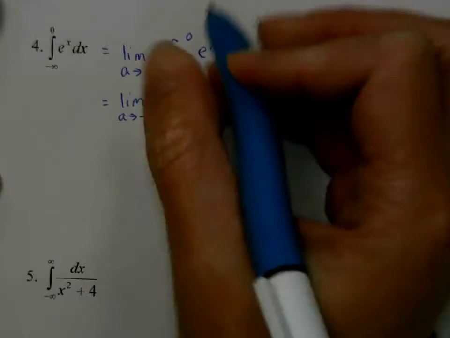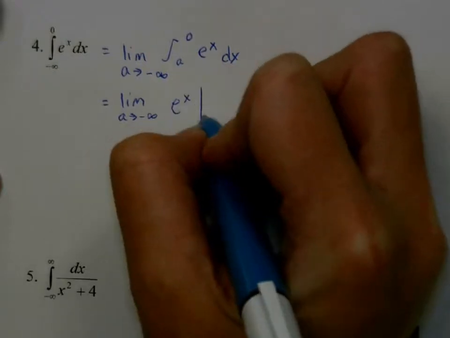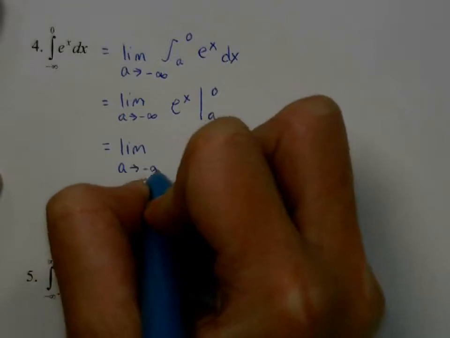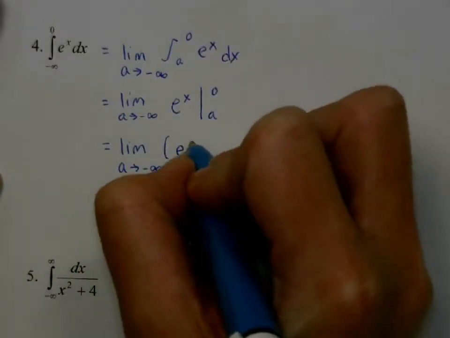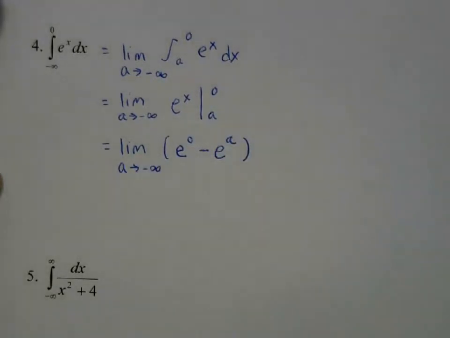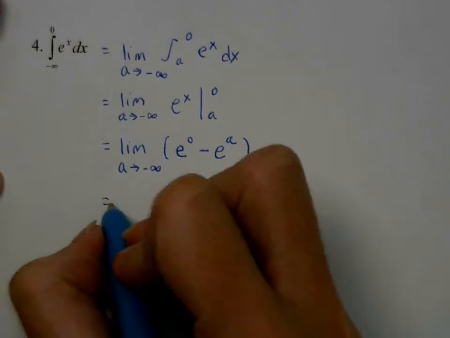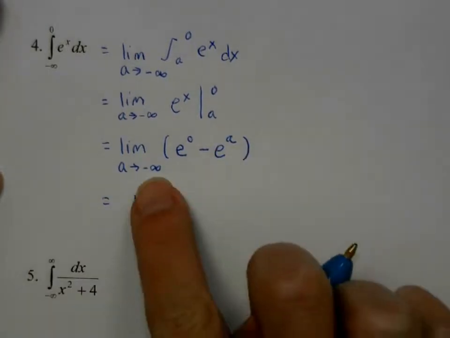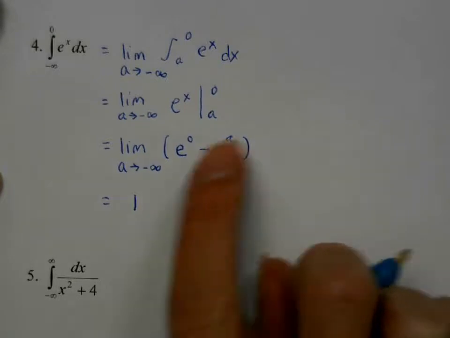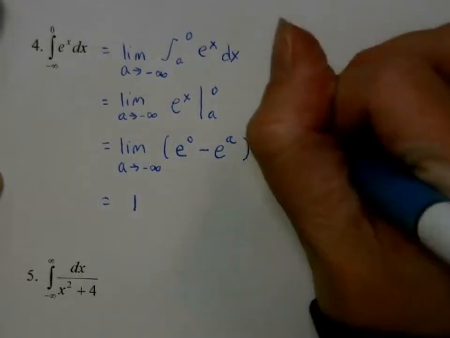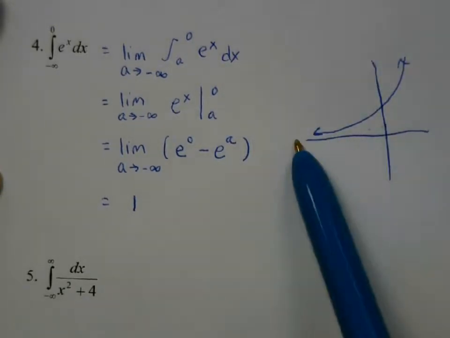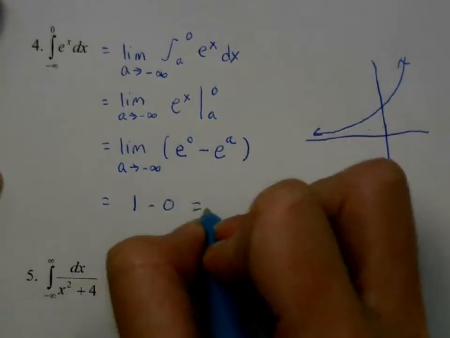So that's just going to be e to the x evaluated from a to 0. That's going to be e to the 0 minus e to the a. Well, e to the 0 is just going to be 1. As a goes to negative infinity, that's e to the x as x goes to negative infinity. Well, e to the x looks like this. So as we go to negative infinity, that's going to be 0. So this answer is just 1.